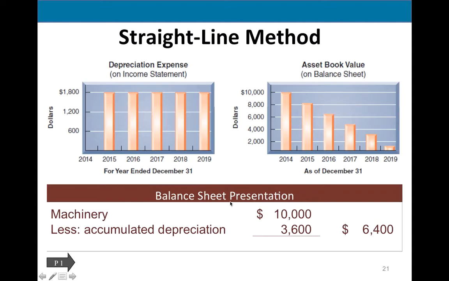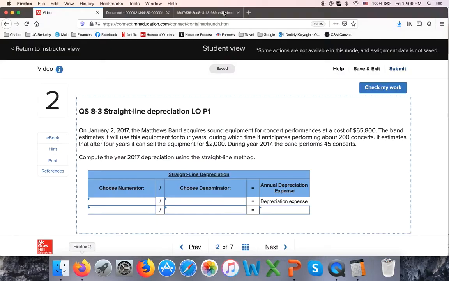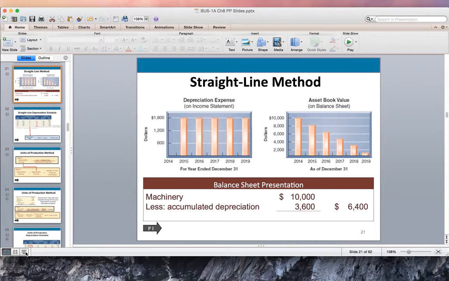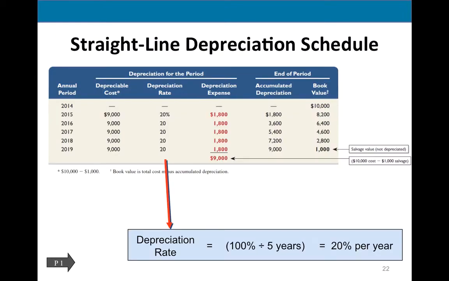And this is where you can see it. You can see it on the balance sheet. So if I go back again to Coca-Cola's financial statement, when they say net PP&E, this amount, $10,838,000,000, is already the difference. That's the book value. It's the cost minus total accumulated depreciation. So in the straight line depreciation schedule, you can see every year my depreciation expense is the same.